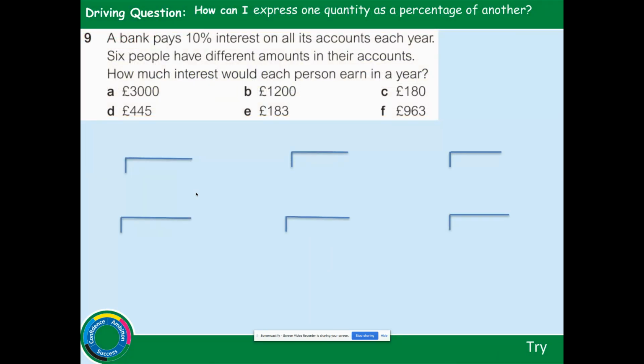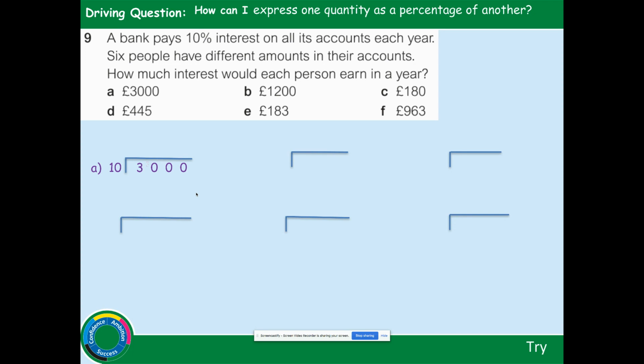Okay, a bank pays 10% interest on all its accounts each year. 6 people have different amounts in their accounts. How much interest would each person earn in a year? Okay, so I'll just remind you with the first one. Remember, we're finding 10%, so we divide by 10.